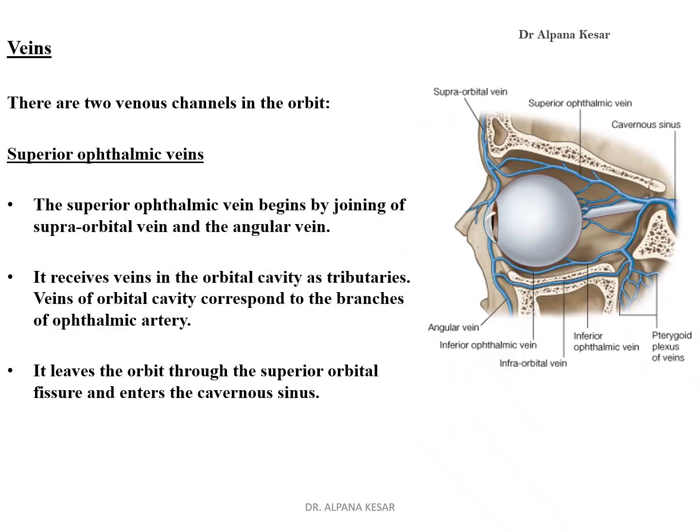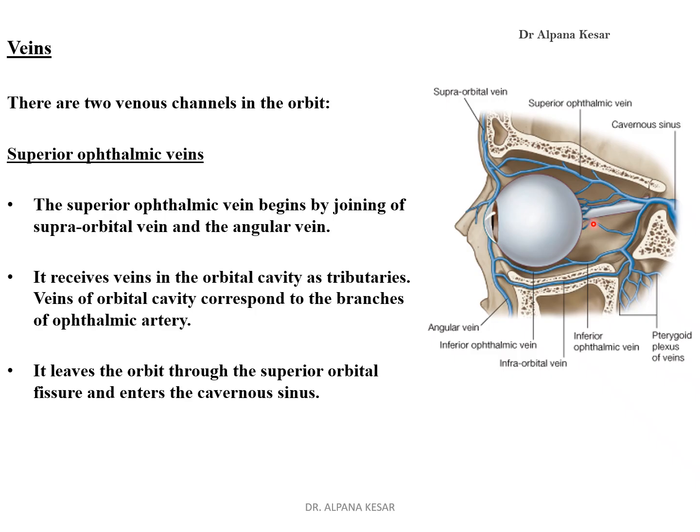There are two venous channels in the orbital cavity. They are the superior ophthalmic vein and the inferior ophthalmic vein. Superior ophthalmic vein, which is this, is formed by the joining of the supraorbital vein with the angular vein. After that, the superior ophthalmic vein passes backwards close to the roof of the orbital cavity. As it passes backwards, it receives the tributaries, which are the veins of the orbital cavity.